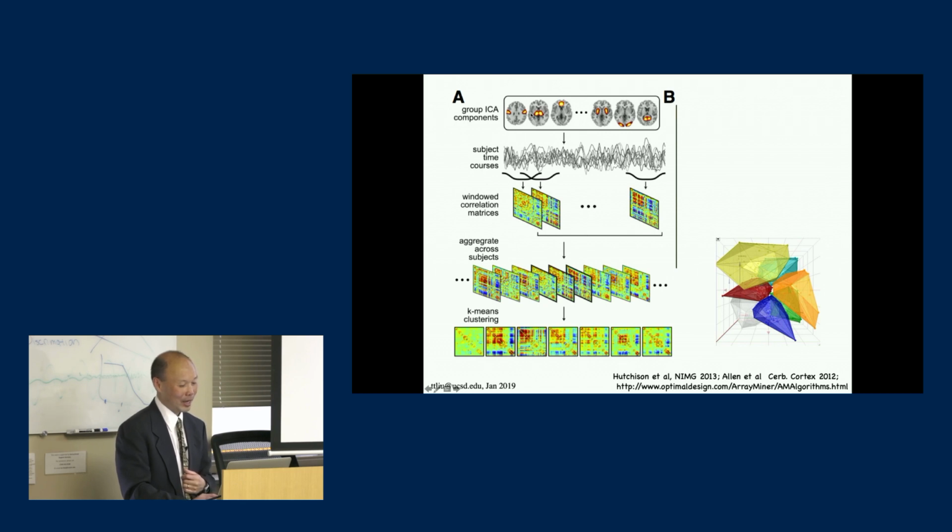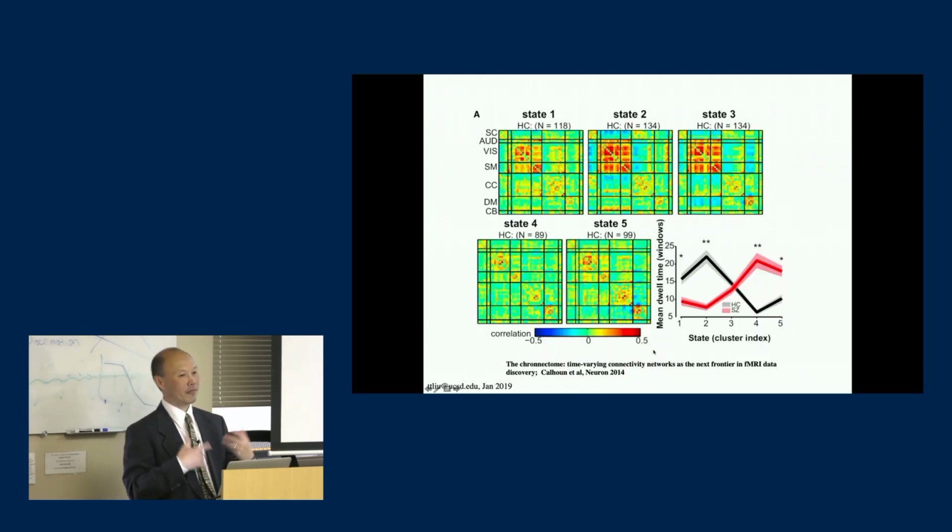So here what they've taken is group ICA, they get these different subject time courses, they do windowed correlation on the ICA time courses, they aggregate the data, these correlation matrices over subjects, and they do k-means clustering. Okay? So they're arguing that, for example, in this study, there are 5 different states, and each state is represented by a correlation matrix.